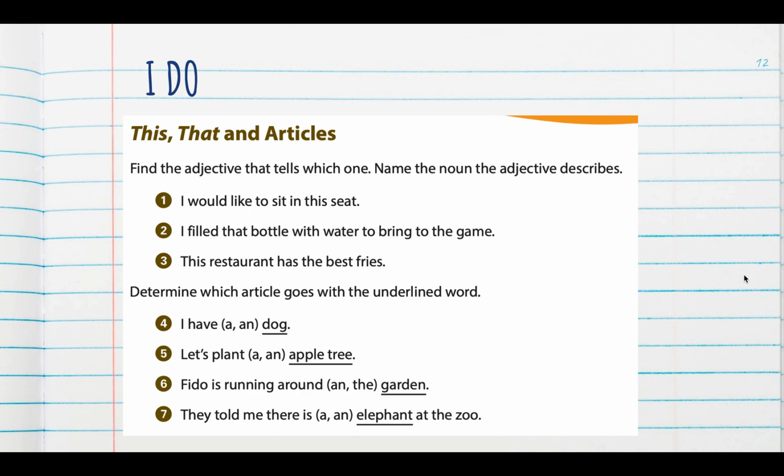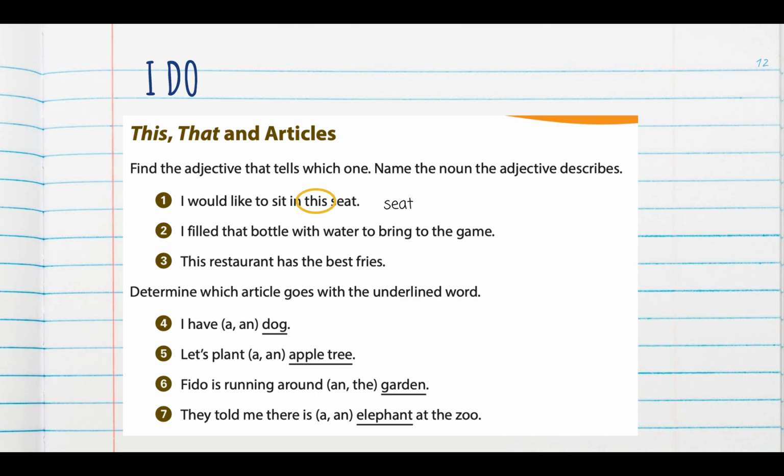So in these first three examples, it says to find the adjective that tells which one, and then name the noun that the adjective describes. Number 1 says, I would like to sit in this seat. My adjective here is this, and it is describing the seat.